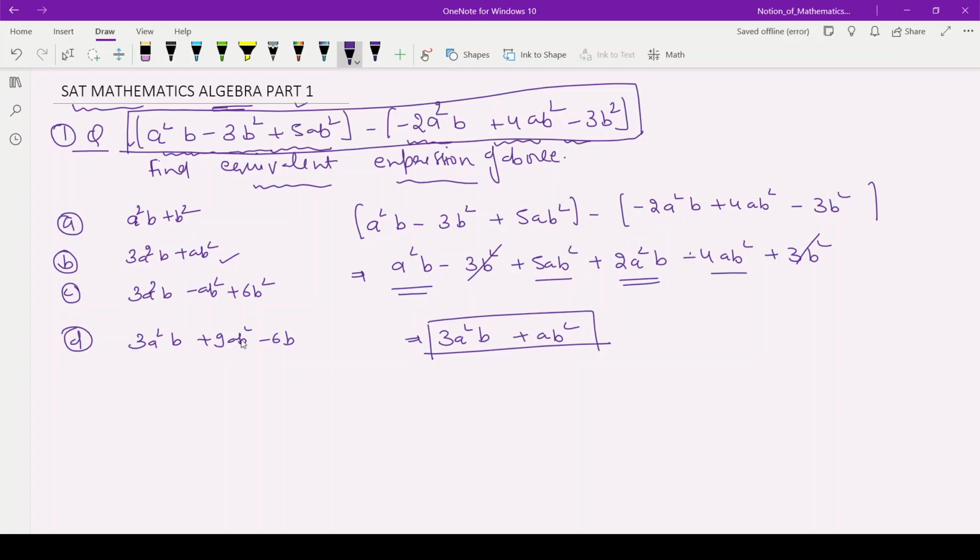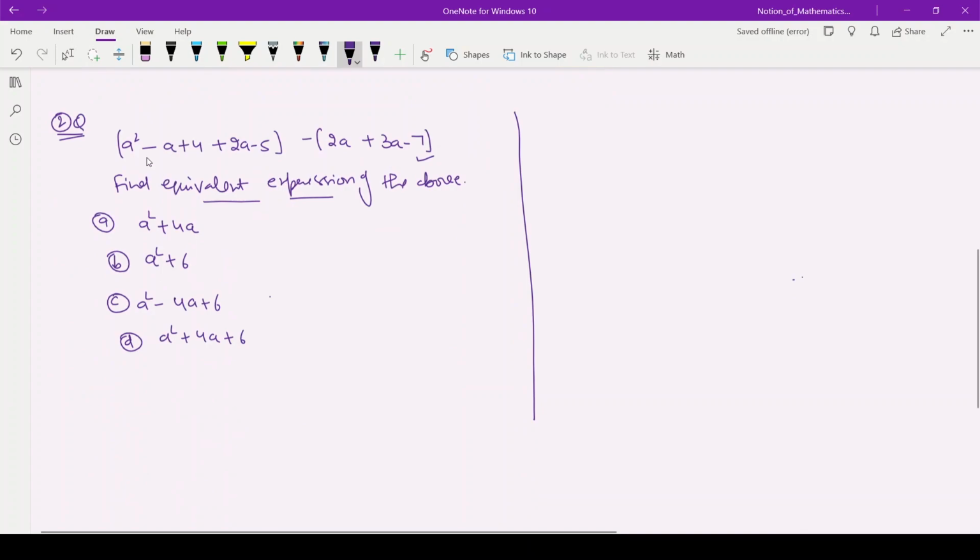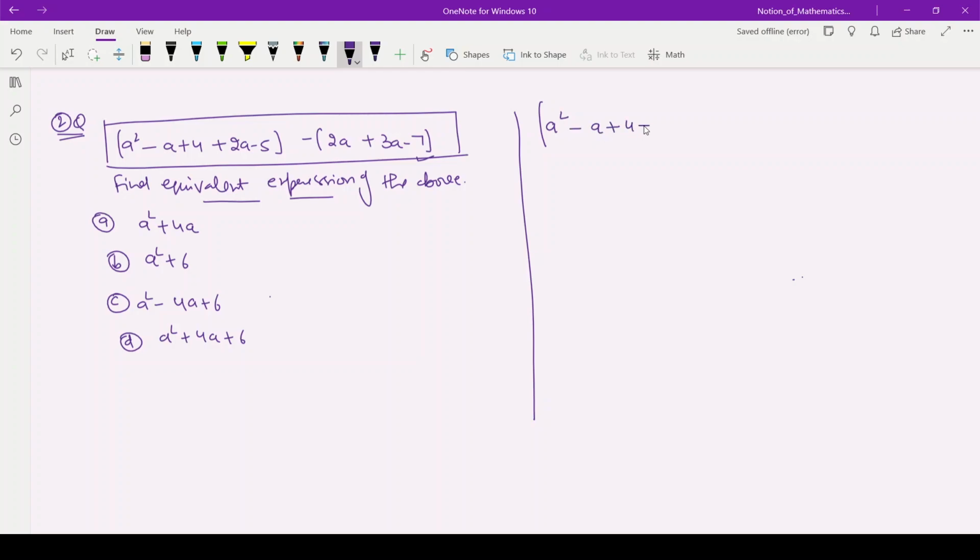Option b is right. Thereafter, if I talk about another question, in this question again one expression is provided and we have to find the equivalent expression of the above. So I will write this expression here, whatever expression is provided: a square minus a plus 4 plus 2a minus 5 and minus of 2a plus 3a minus 7.